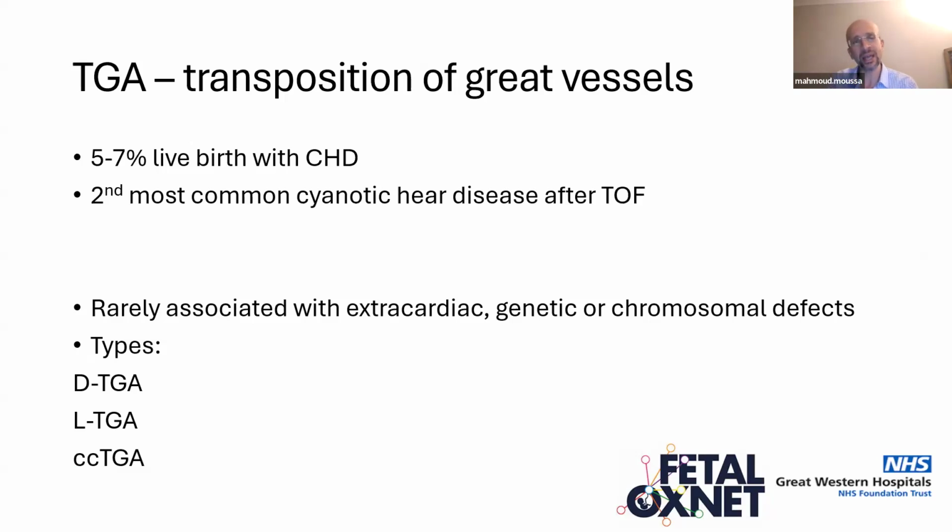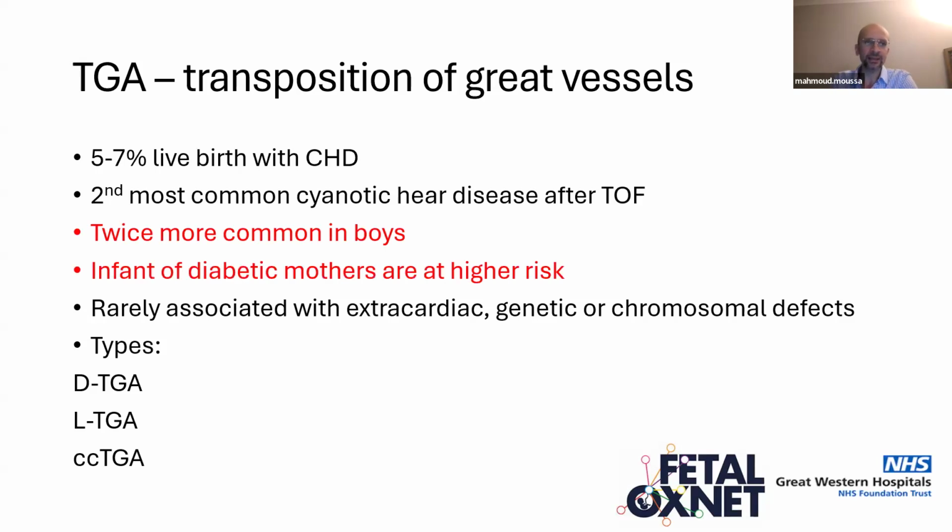So TGA simply is where there is discordance between the great vessels and the ventricles. So the aorta will come off the right ventricle, and the pulmonary artery will come off the left ventricle. The commonest type, as we said, is the classic, or the DTGA. And it's good to know that actually boys are more likely to get this anomaly, and also infants of diabetic mothers would be at high risk.